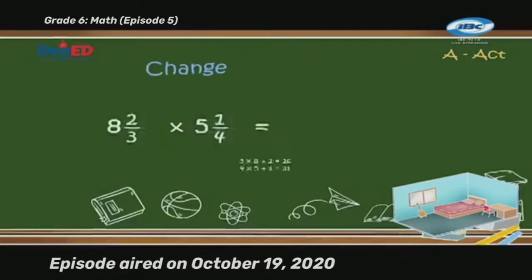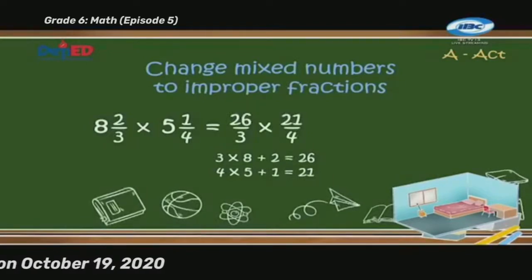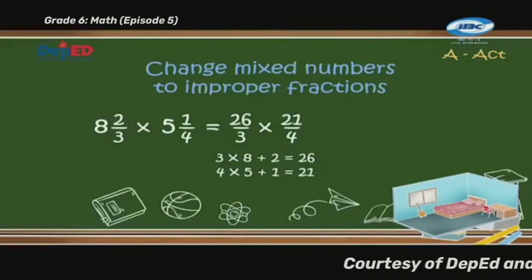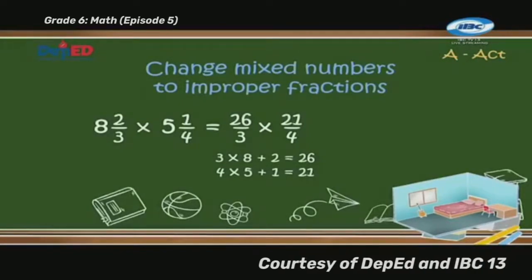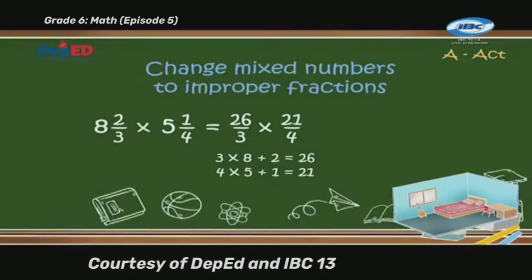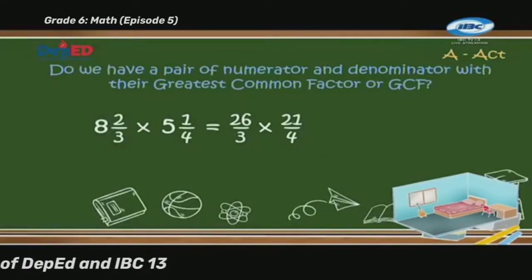First, change mixed numbers to improper fractions. 3 times 8 plus 2 equals 26. Copy the denominator 3. We have 26/3. 4 times 5 plus 1 equals 21. Copy the denominator 4. We have 21/4. 26/3 times 21/4. Do we have a pair of numerator and denominator with their greatest common factor, or GCF?